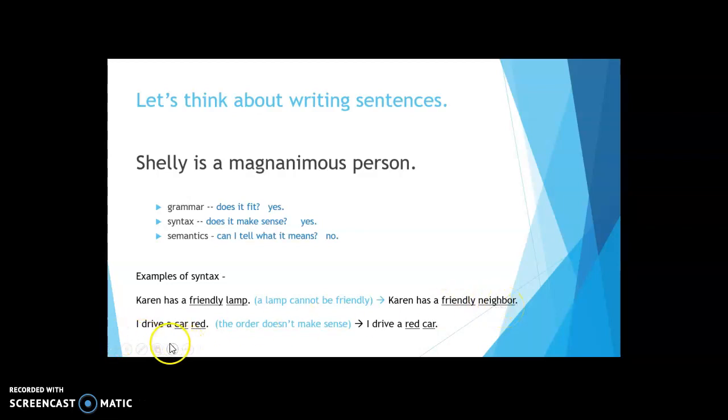And sometimes syntax has to do with the order of words. I drive a car red. This is definitely telling you what I drive and what color, but the order doesn't make sense for the syntax in our language. If I sent you to the parking lot to find my car and I told you it was red, you'd probably find it. But it would make more sense if I said I drive a red car, because then the order does make sense. And so syntax is just an added element of things that help our language to flow.